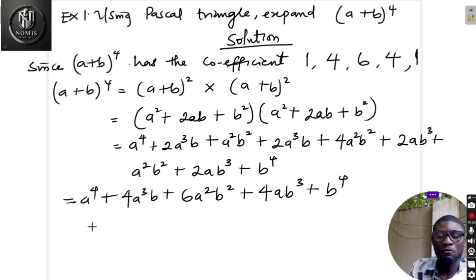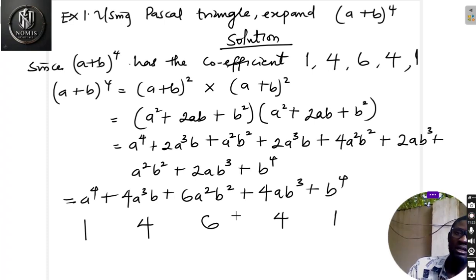If you take out the coefficients, you see that the coefficient here is 1, here is 4, here is 6, here is 4, and here is 1. So we now have 1, 4, 6, 4, 1. These are the coefficients that Pascal found out of his study in making out the coefficients for the expansion of binomial equations.